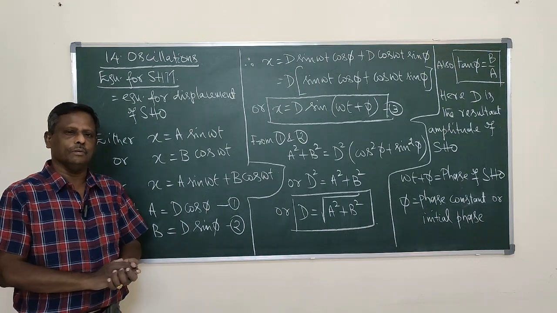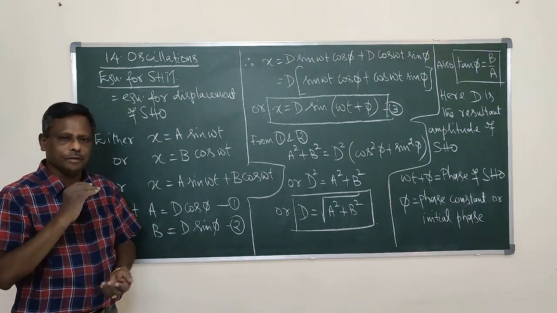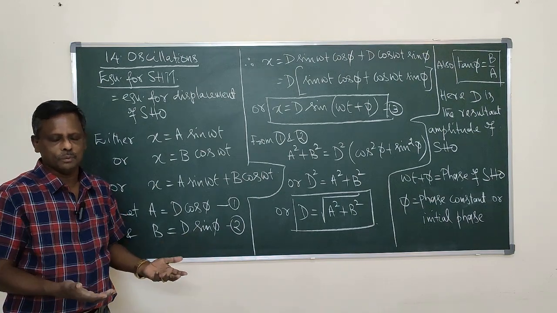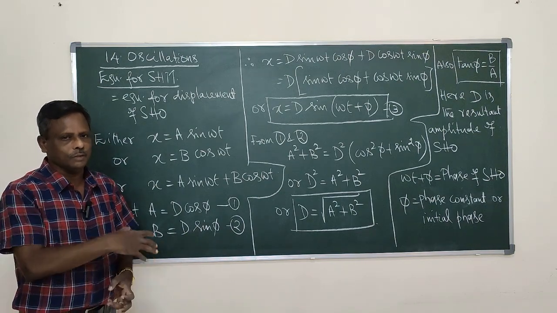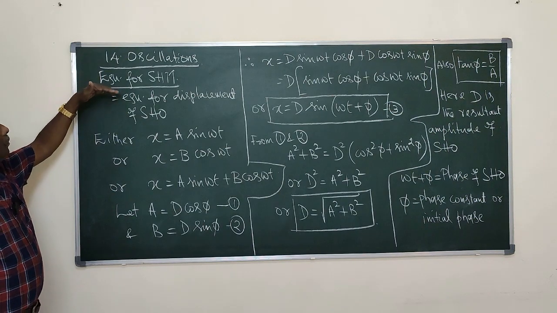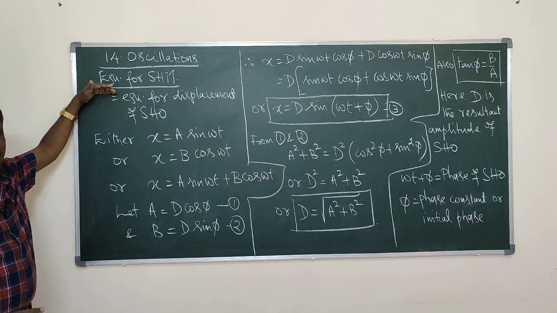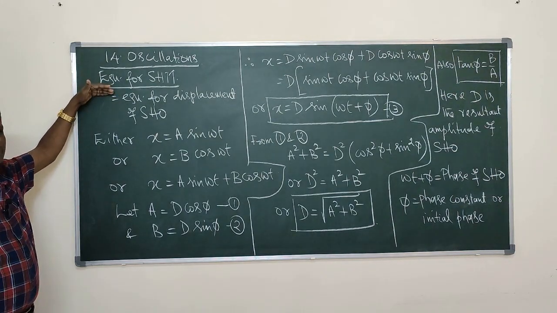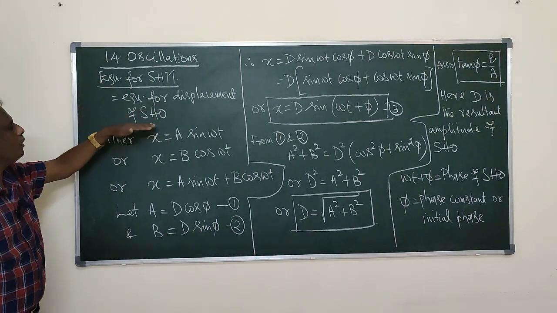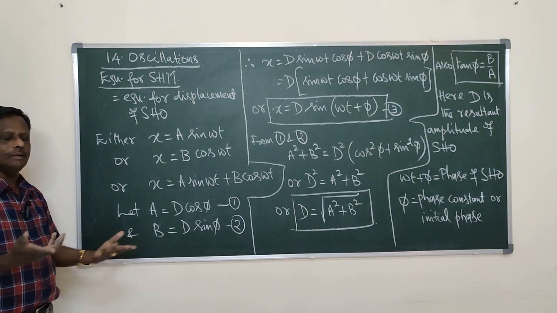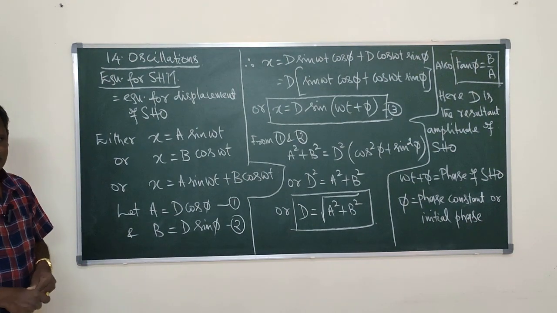In the last video, we have seen different physical quantities for a simple harmonic oscillator: displacement, amplitude, and so on. Today in this video, we are going to see the equation of simple harmonic motion. First, let's see the meaning of the equation of simple harmonic motion. It is an equation for the displacement of a simple harmonic oscillator. If we get the equation for the simple harmonic oscillator, that is the equation for simple harmonic motion.